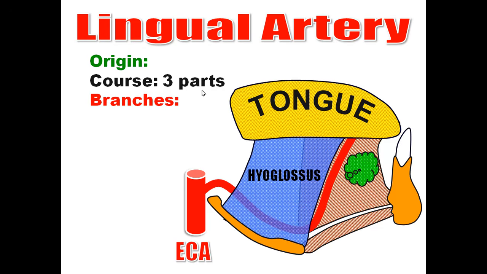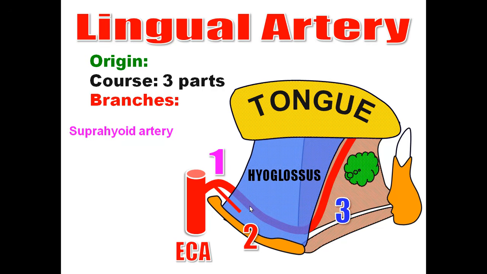Regarding the course, it is divided by the hyoglossus into 3 parts. The first part lies behind the hyoglossus. The second part lies deep to the hyoglossus. The third part lies in front of the hyoglossus muscle. Regarding the branches, the first part gives one branch, called the suprahyoid artery.